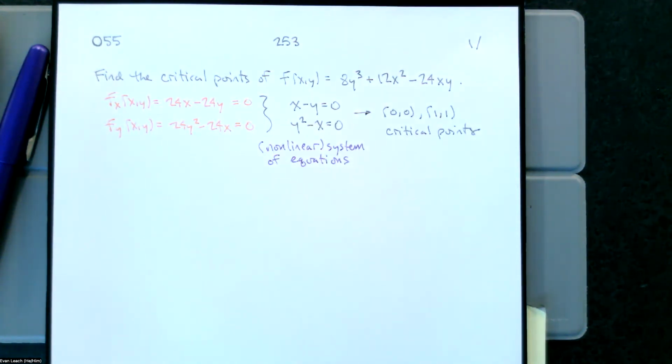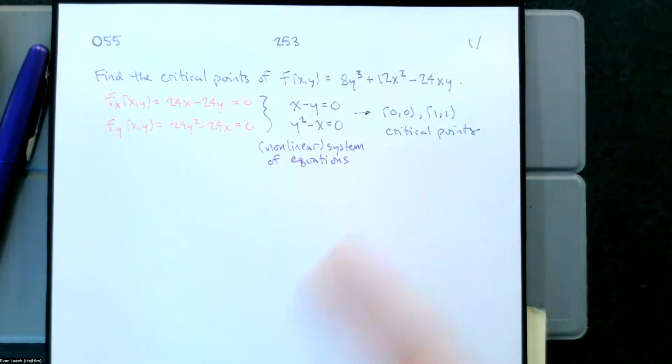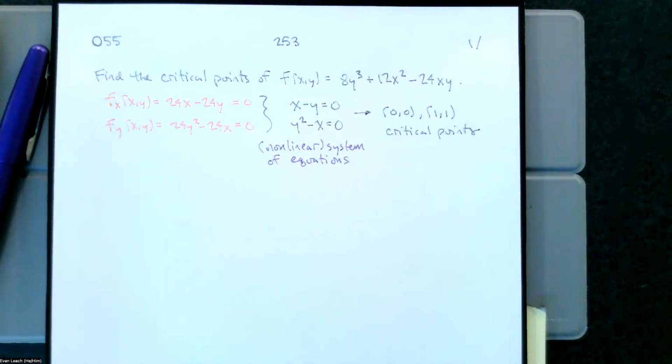Since it's a function of two variables, we had two first derivatives. We set both of them equal to 0, and ended up with a system of equations that we need to solve. In this case, we ended up with a nonlinear system of equations.